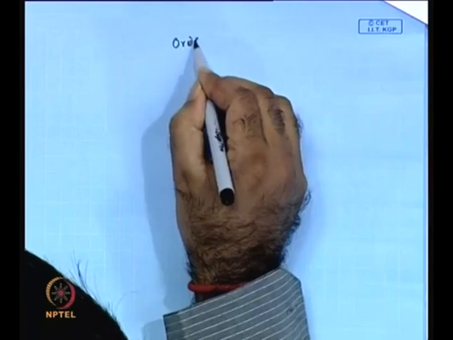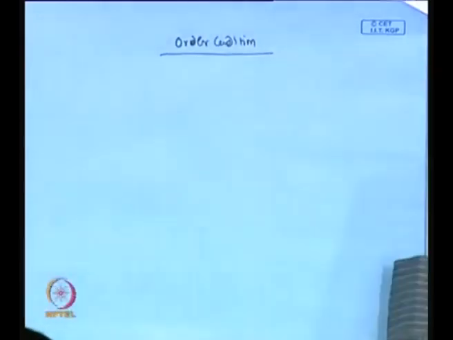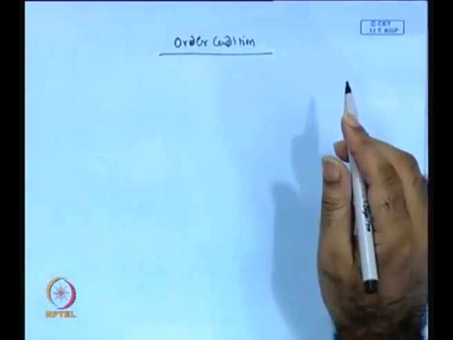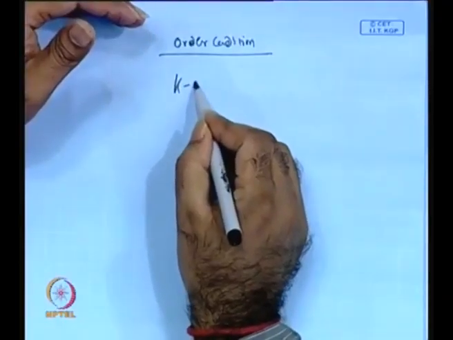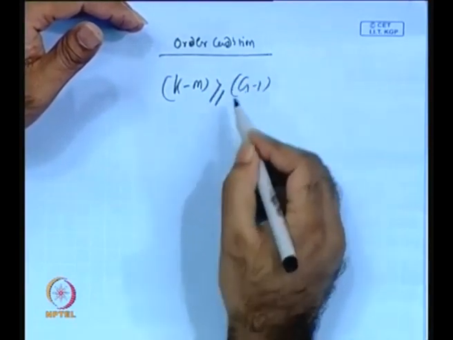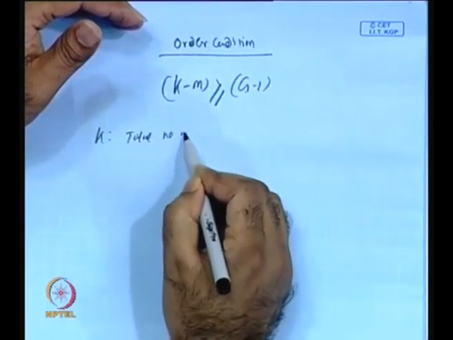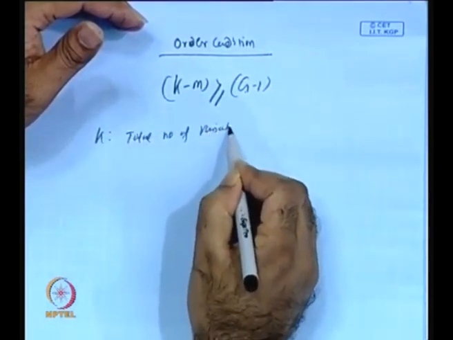So let us start with this counting principle first. What is this order condition altogether? Since it is a counting rule, or you can say a necessary condition, the principle applied is k minus m should be greater than or equal to g minus 1. Here, k is the total number of variables in the system.